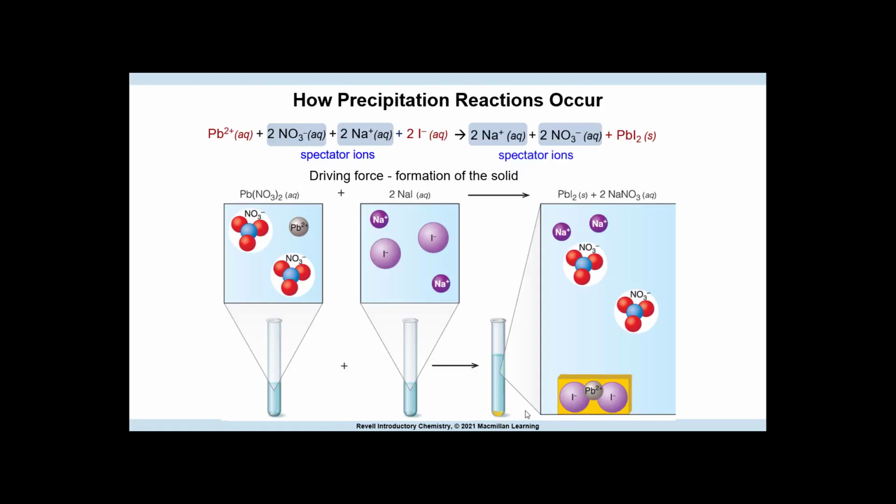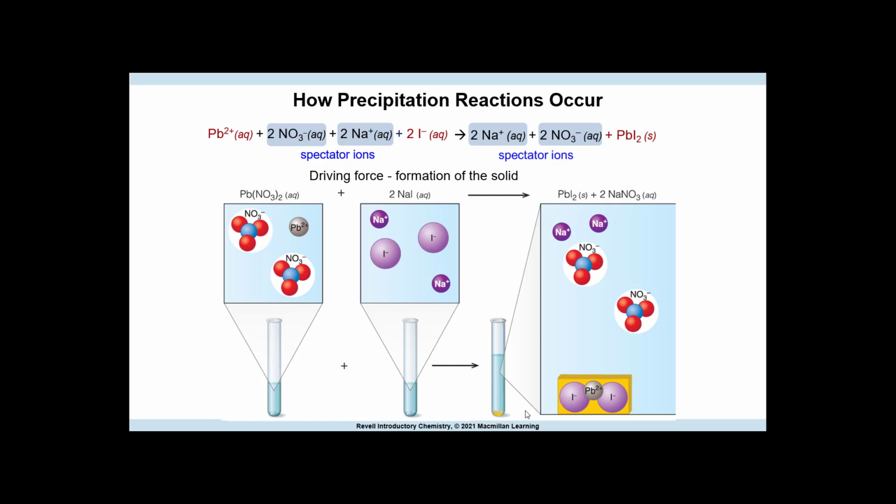So all four ions are present in solution. However, as the lead and the iodide ions encounter each other, they bind together and drop out of solution as a solid, which is a precipitate. We can write this as an ionic equation.